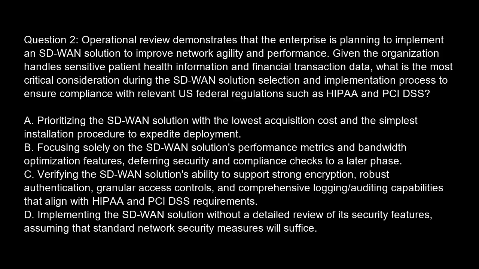Option A. Prioritizing the SD-WAN solution with the lowest acquisition cost and the simplest installation procedure to expedite deployment. Option B. Focusing solely on the SD-WAN solution's performance metrics and bandwidth optimization features, deferring security and compliance checks to a later phase. Option C. Verifying the SD-WAN solution's ability to support strong encryption, robust authentication, granular access controls, and comprehensive logging/auditing capabilities that align with HIPAA and PCI DSS requirements. Option D. Implementing the SD-WAN solution without a detailed review of its security features, assuming that standard network security measures will suffice.